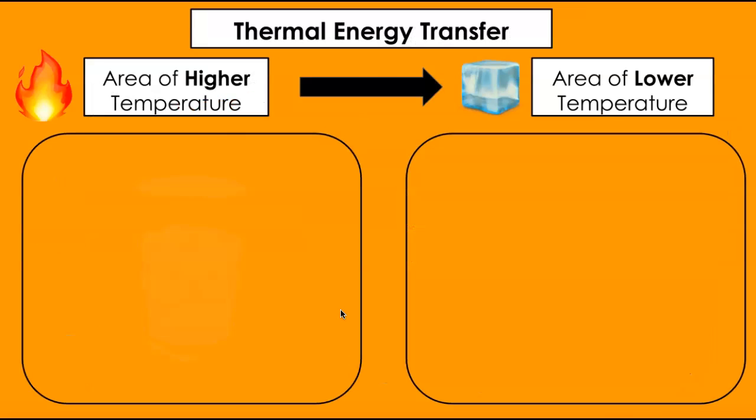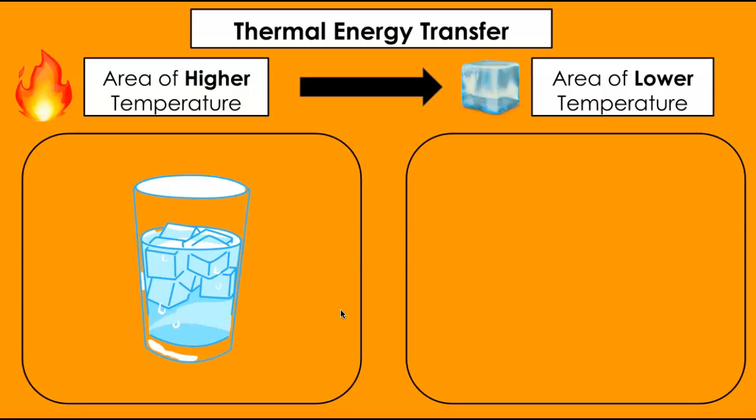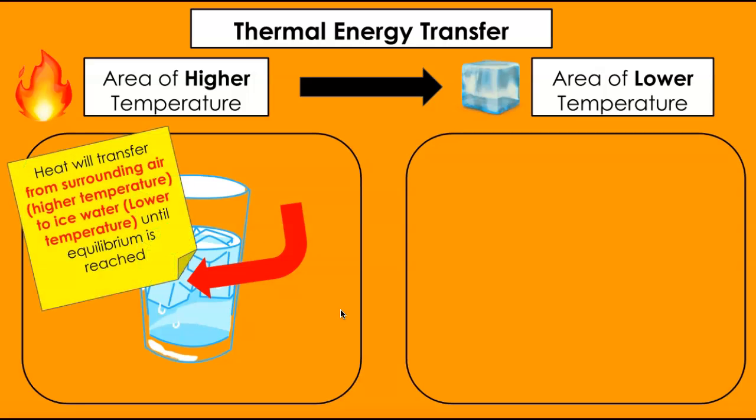Let's look at an example. If we think about a nice cup of cold ice water sitting outside on a very, very hot day. Before I tell you, think about it for yourself. Based on what we just learned, in which direction is thermal energy or heat going to travel? Well, of course, we know that heat likes to move from areas of high temperature to areas of low temperature. So what's going to take place here is that thermal energy in the form of heat is going to transfer from the surrounding air, which is at a higher temperature, into the ice water, which is at a much, much lower temperature.